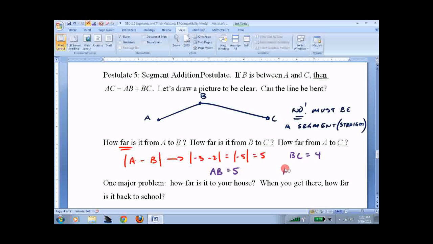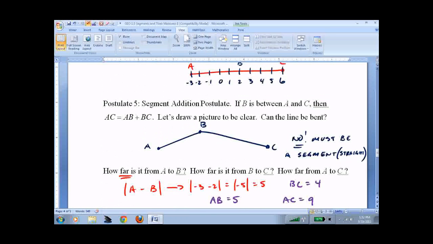How far is A to C? Well, since B is on AC, just add them together. You can see that if you look up here at the number line again. 6 minus -3 is 9. -3 plus -6 is -9, absolute value. Or you can count them 1, 2, 3, 4, 5, 6, 7, 8, 9. That's a lot of information. Make sure you stop the recording if you need to understand what I just said.